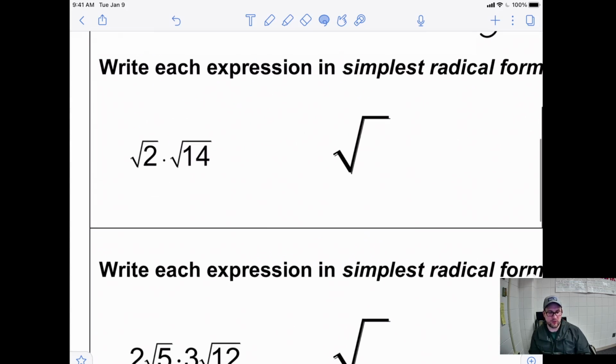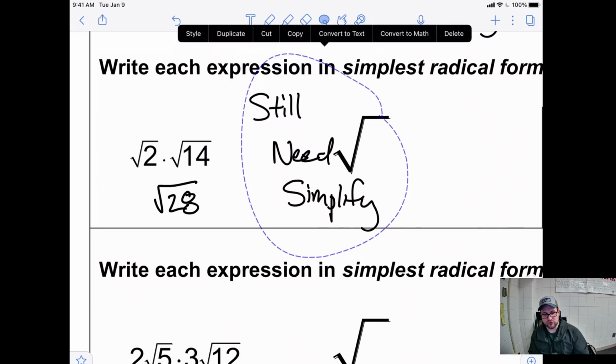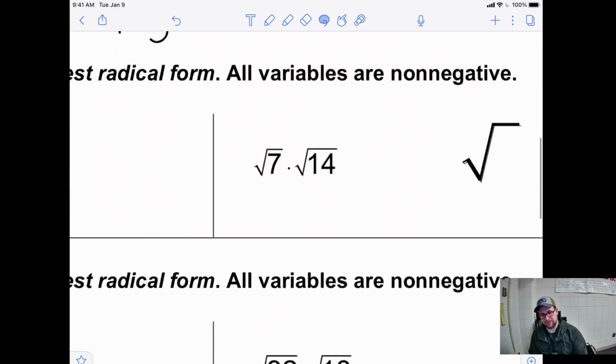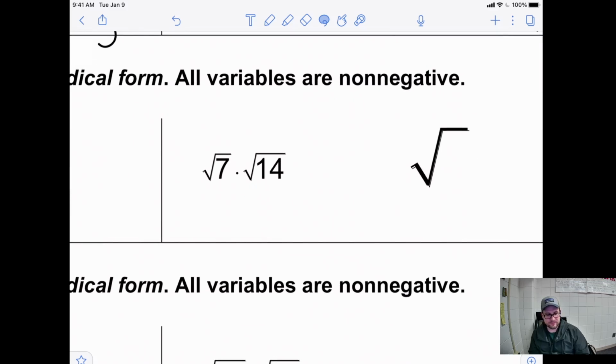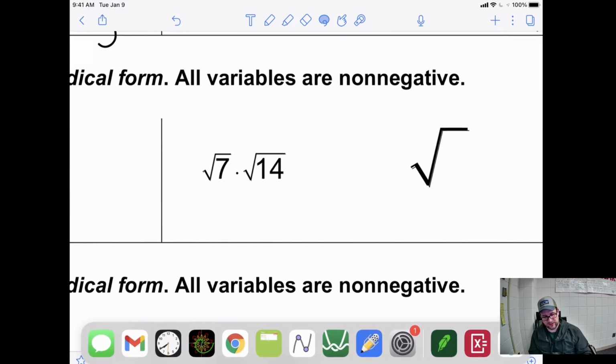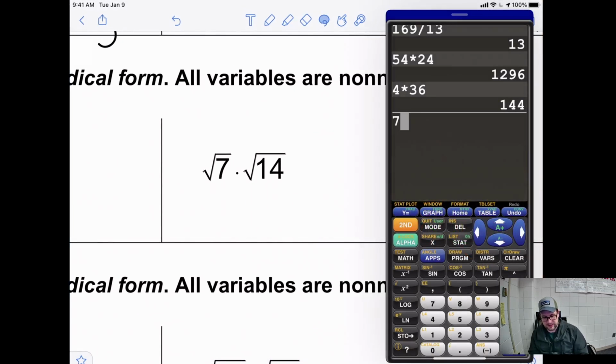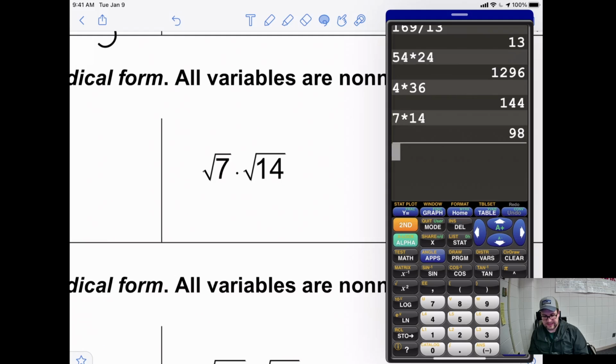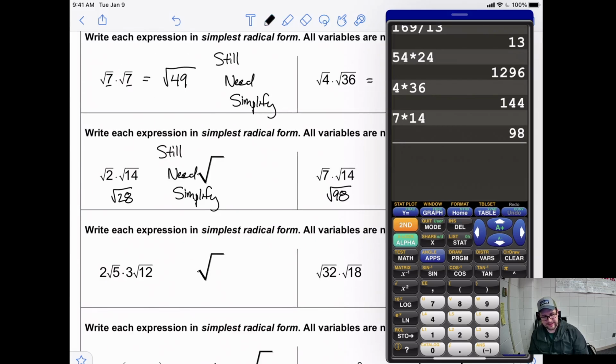Here's another one. You got the square root of 2 times the square root of 14. 2 times 14 is going to be 28. But once you get here, you still need to simplify and finish the problem. Over here, 7 times 14. Well, I don't know what that is, so I'm going to grab my calculator. 7 times 14 is 98. So this is really just the square root of 98. But don't forget, you still need to simplify. If you don't simplify, you will not get the right answer on these guys.